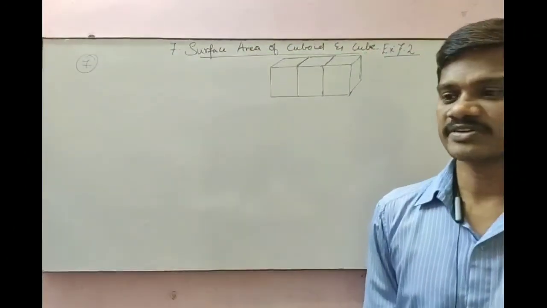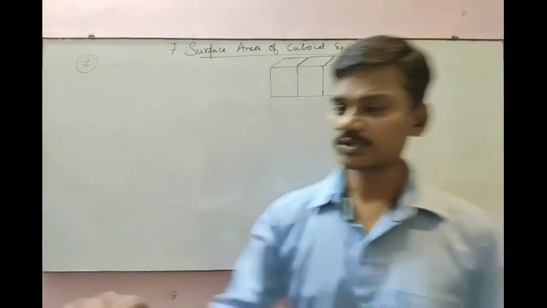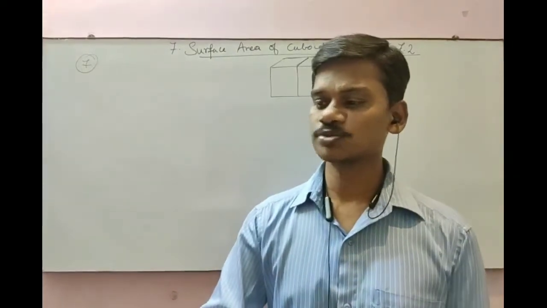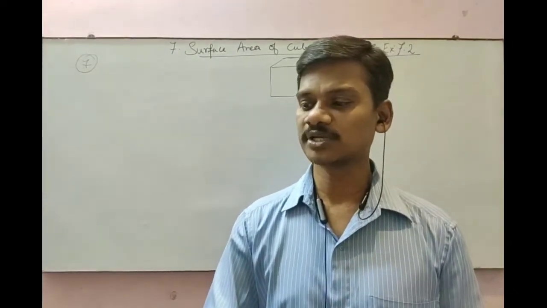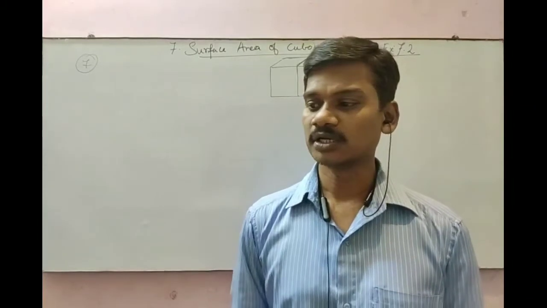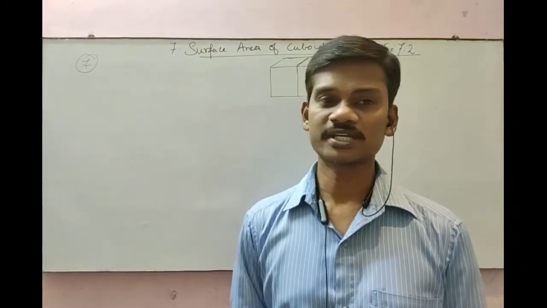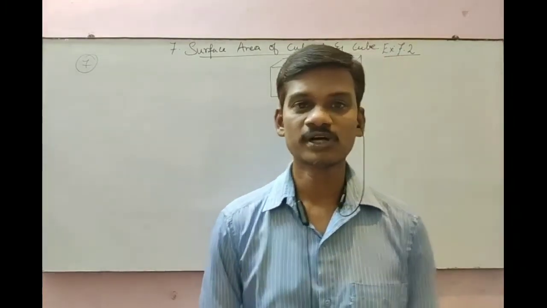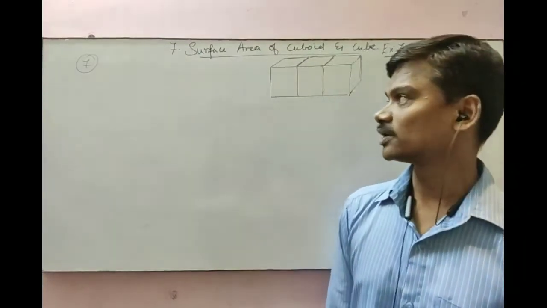Next we are going to do the seventh sum. In that seventh sum the question is: 3 identical cubes of 4 centimeter are joined end to end. Find the total surface area and the lateral surface area of the new resulting cuboid.